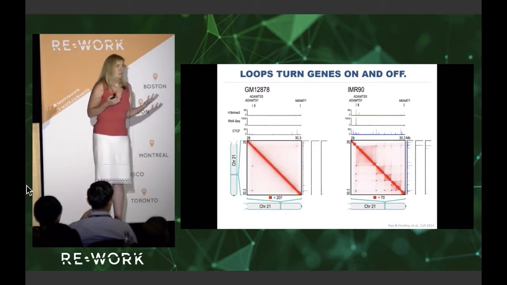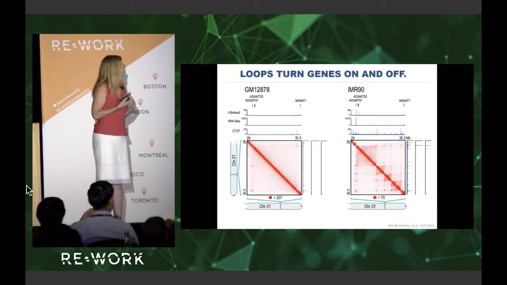So what does this have to do with genetics? As I told you before, what does it have to do with enhancers and promoters? Well, we have this nice example of something that we saw in our data, which is that those loops can turn the genes on and off.